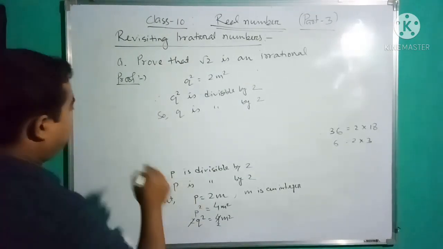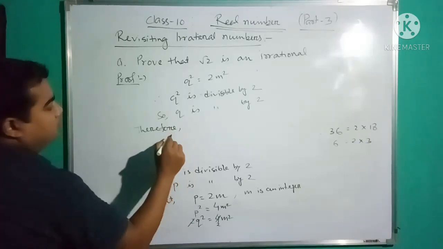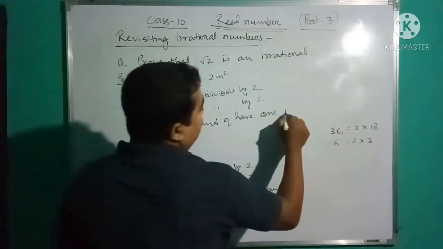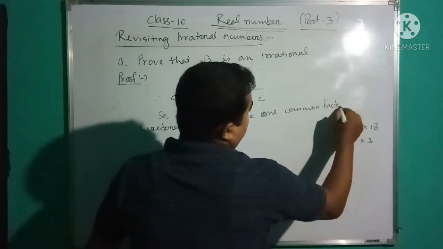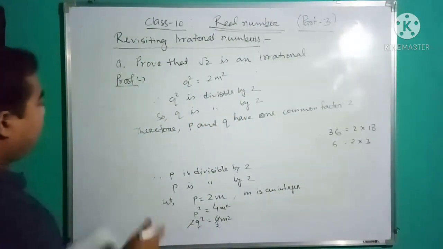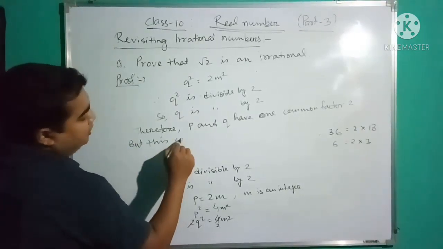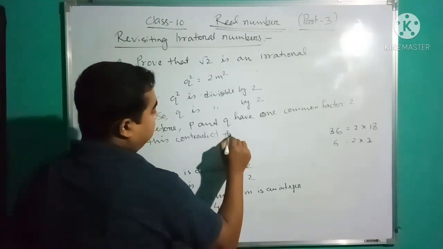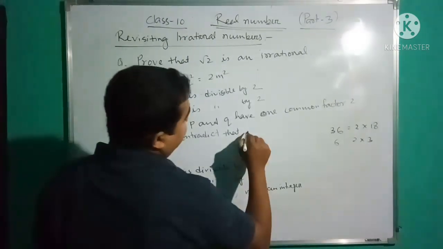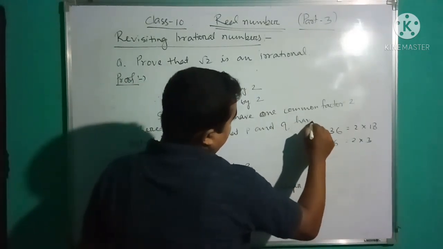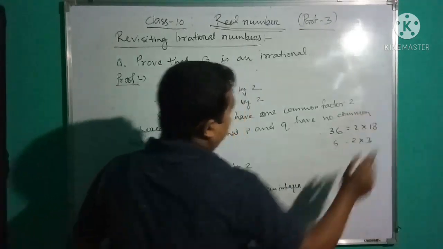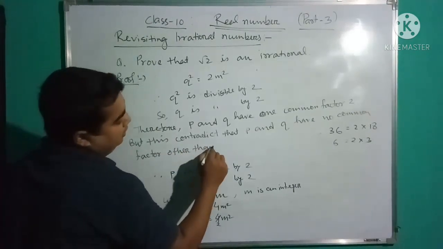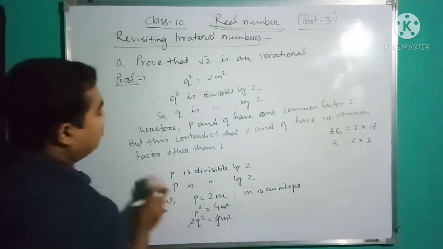See, therefore p and q have one common factor 2, but this contradicts, meaning opposes, that p and q have no common factor other than 1. P and q have no common factor other than 1.